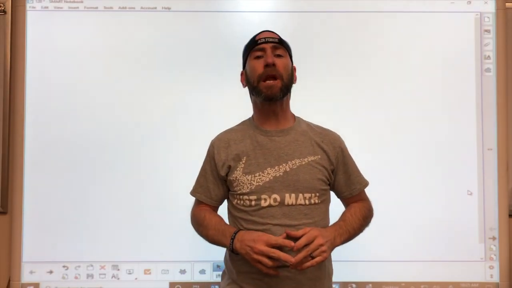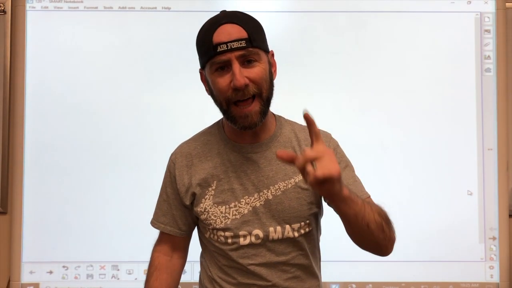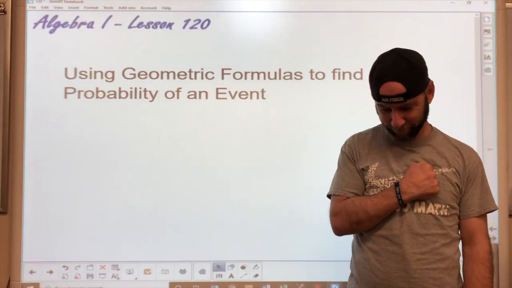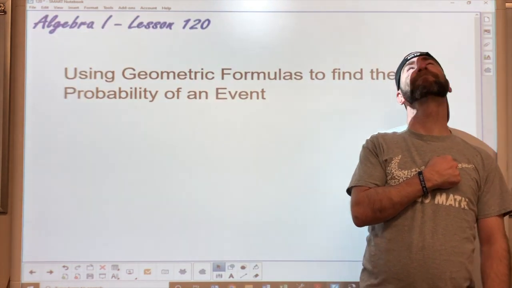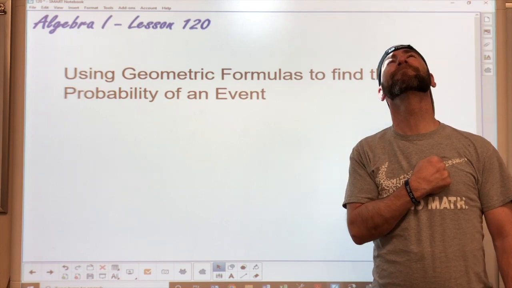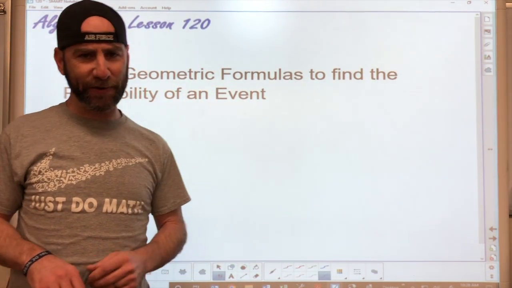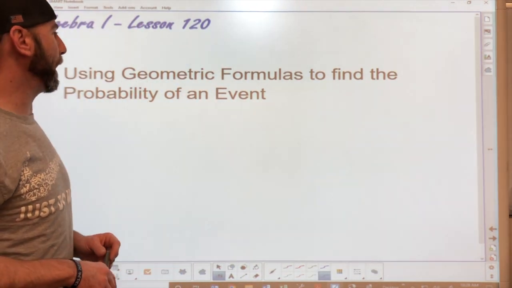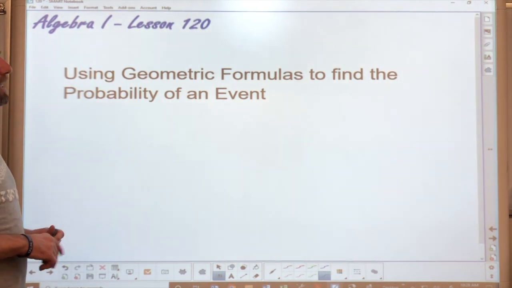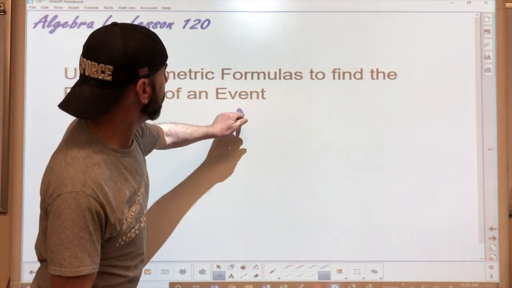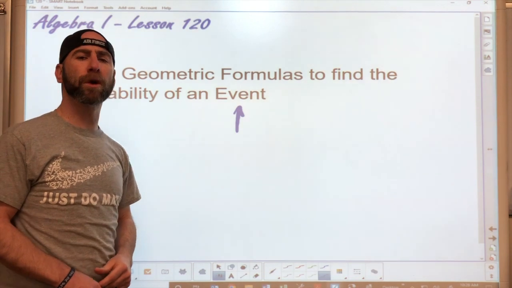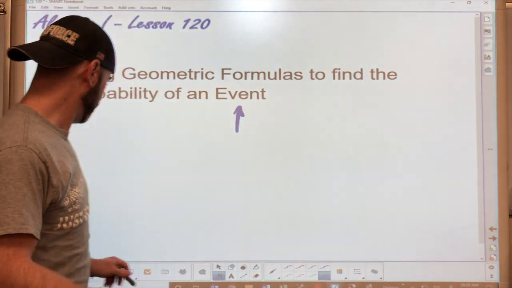And now, ladies and gentlemen, I give to you the last lesson. Using geometric formulas to find the probability of an event. This is a word that represents what we're looking for. Here we go.